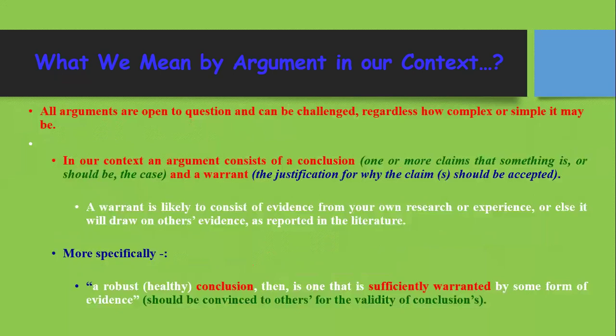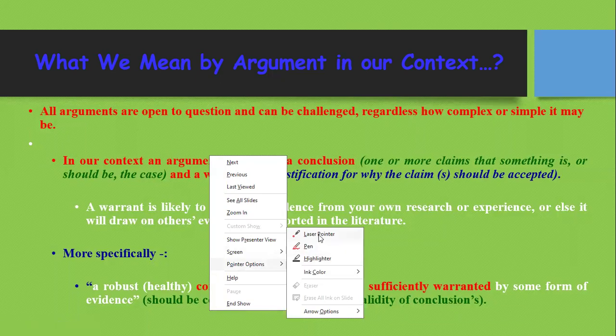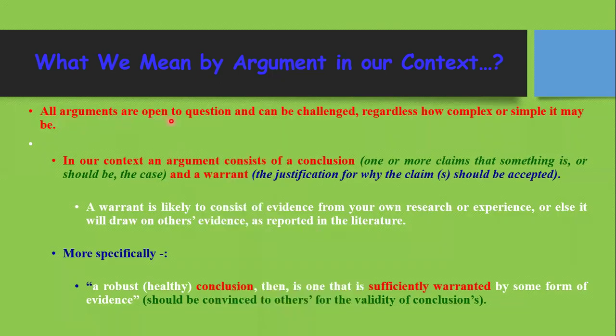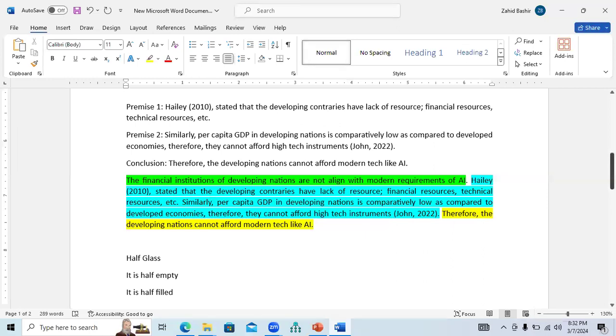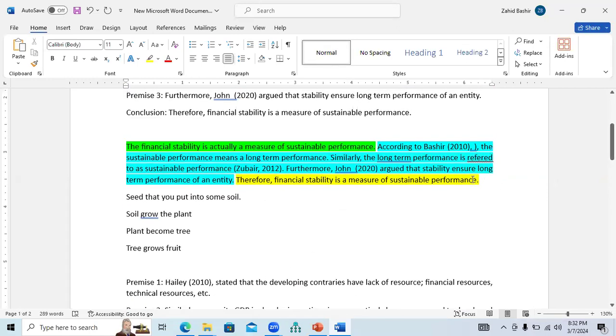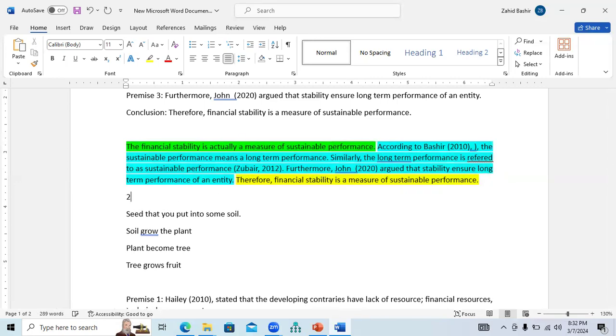Then what we mean by argument in our context, let me explain to you. All arguments are open to question and can be challenged. Always remember that whenever you form an argument, it may be challenged by some future researcher. For example, I have created an argument like this. This is my argument. When I formed this argument, it was the year, for example, 2020.